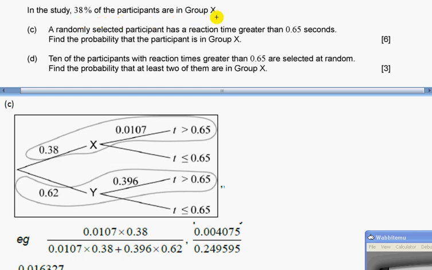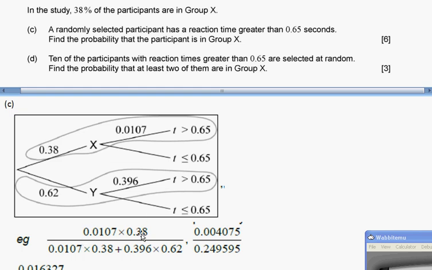So for conditional probability, we know that it is more than 0.65. So we should add this probability and this probability. This is the condition. And the probability of the event itself is this line. So we divide the probability of this event by the probability of the condition. After calculations, we get the value. So this is the value.